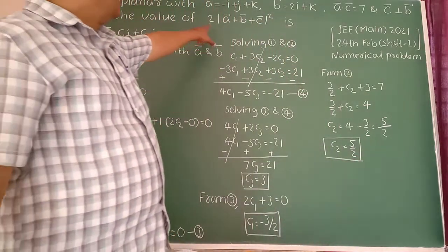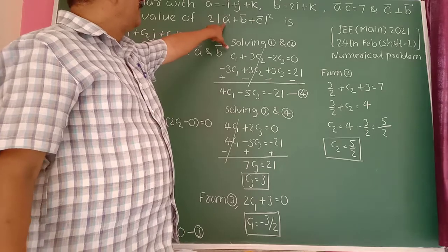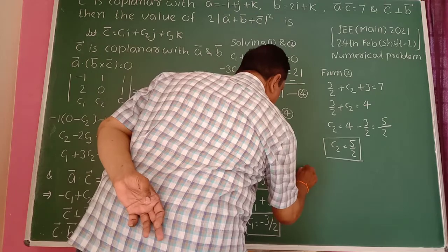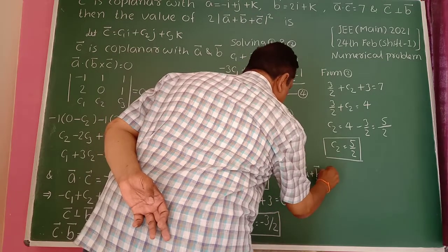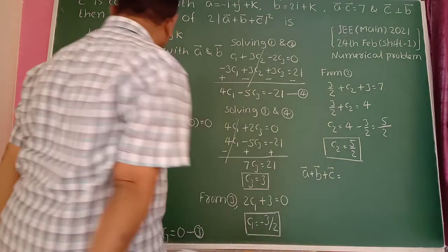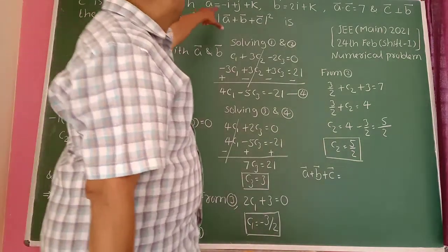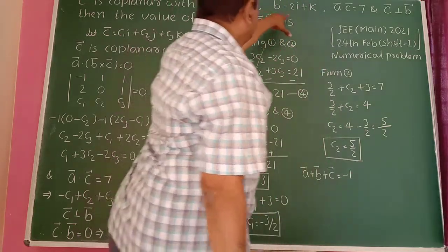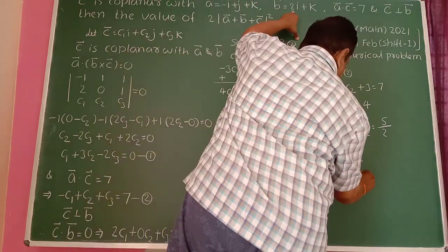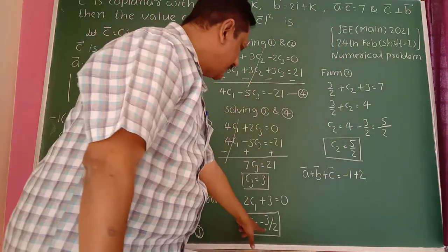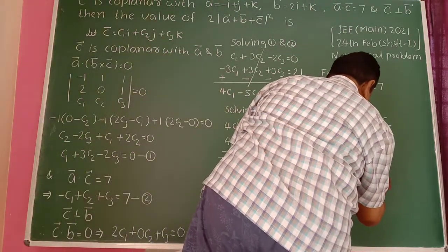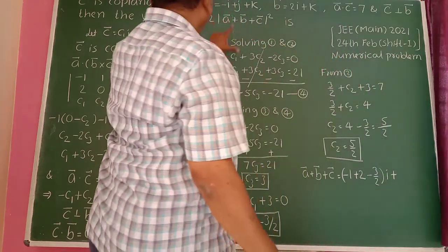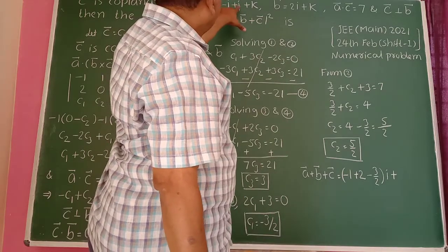Here we want 2 into modulus of A bar plus B bar plus C bar whole square. Therefore A bar plus B bar plus the vector C bar: A bar is this one, i coefficient is minus 1, so write minus 1. B bar, i coefficient is 2, so write plus 2. And C1 is minus 3 by 2, so minus 3 divided by 2 into i. Then A bar again, j coefficient is 1 here.